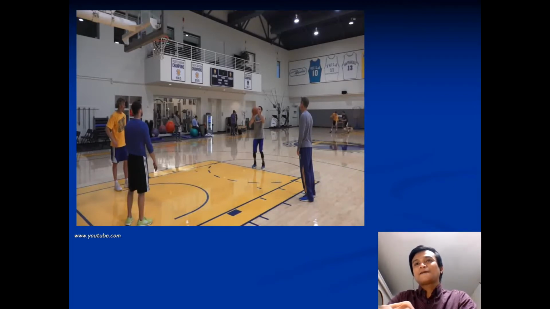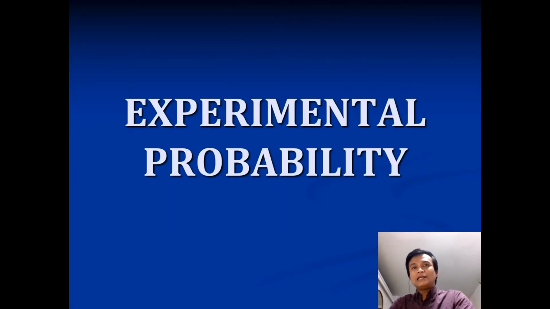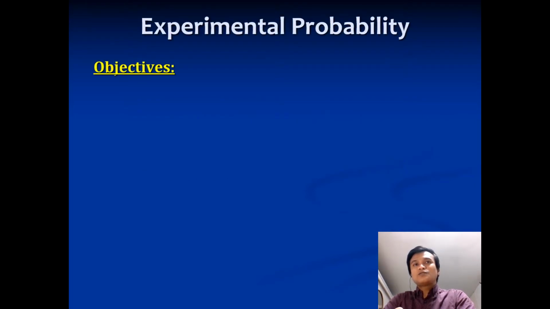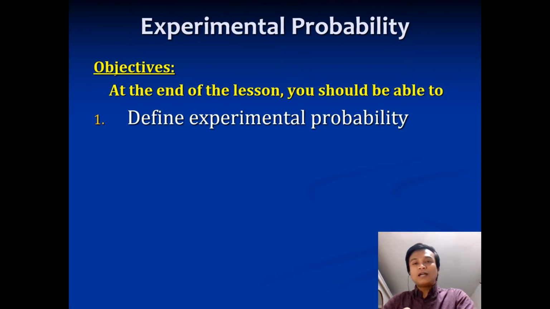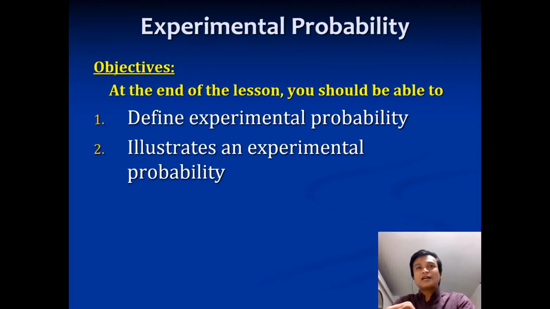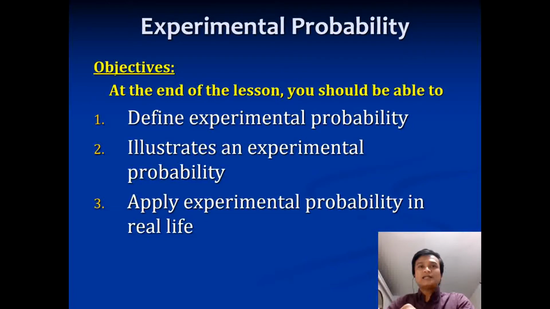So, let's check experimental probability. Experimental probability is one of the types of probability that we will study. So, for today, what are our objectives? At the end of the lesson, you should be able to first, define experimental probability. Next, illustrate experimental probability and apply experimental probability in real life. So we have three objectives for today.